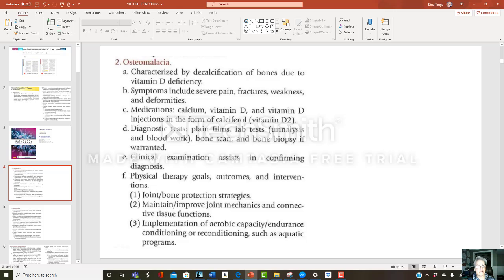Diagnostic tests include plain films, lab tests, urinalysis and blood work, bone scan, and bone biopsy if warranted. Clinical examination assists in confirming diagnosis. Physical therapy goals, outcomes, and interventions include joint bone protection strategies, maintain and improve joint mechanics and connective tissue functions. Implementation of aerobic capacity, endurance, conditioning, or reconditioning, such as aquatic programs.